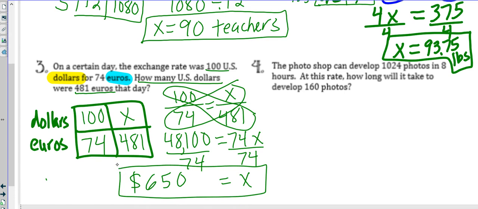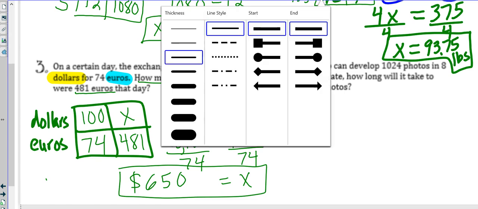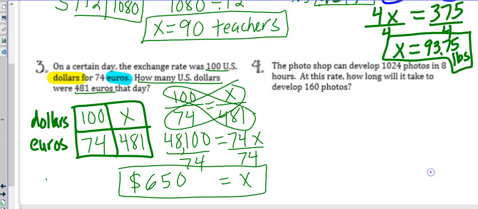All right, last problem, number 4. Go ahead and pause the video and set this one up and solve it yourself. And then restart the video and see how you did. Okay. Number 4, the Photoshop can develop 1,024 photos in 8 hours. At this rate, how long will it take to develop 160 photos?